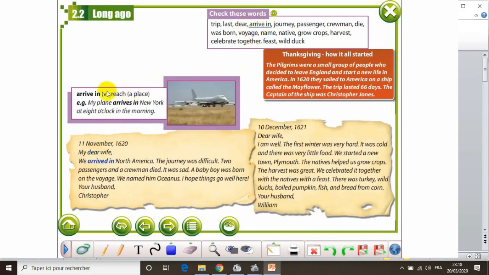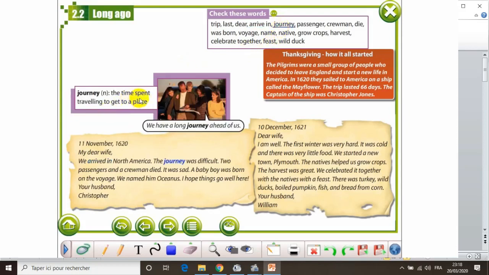Arrive in. Reach a place. Example, my plane arrives in New York at 8 o'clock in the morning. For example, you go to Rabat, you arrive by plane or by train, so you arrive in Rabat at 7 o'clock. Journey. The time spent traveling to get to a place. We have a long journey ahead of us. It's like we have just said about trip. It is the time spent traveling to get to a place.